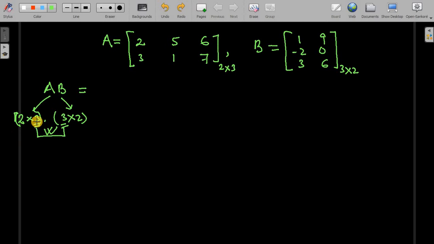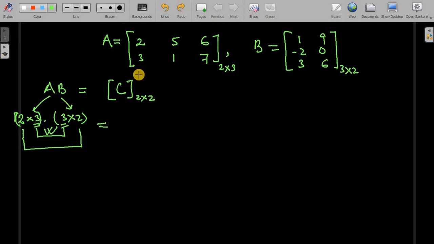So the number of columns of the first matrix, which is 3 here, is equal to the number of rows of the second matrix. Yes, it is true. 3 equals 3. So the order of the matrix A times B will be 2 by 2. Suppose we are getting a matrix C here, it will be of the order 2 by 2. But how will we find the elements of the matrix C?